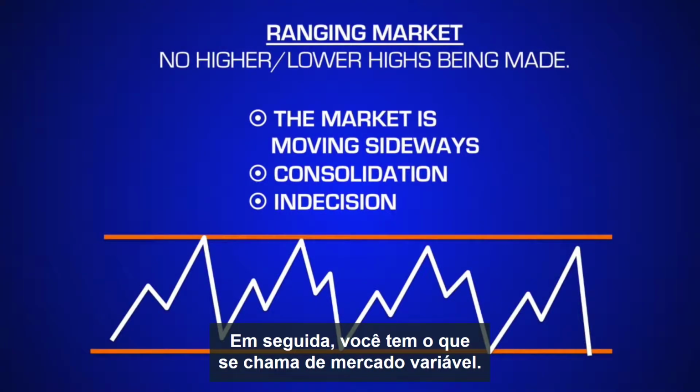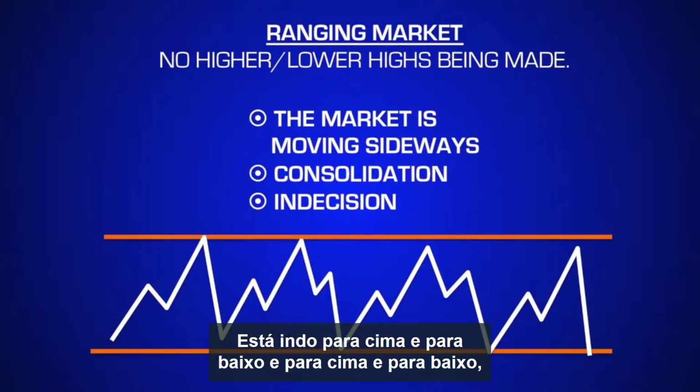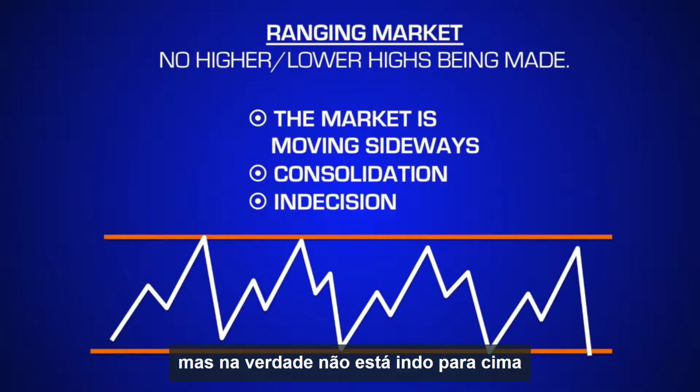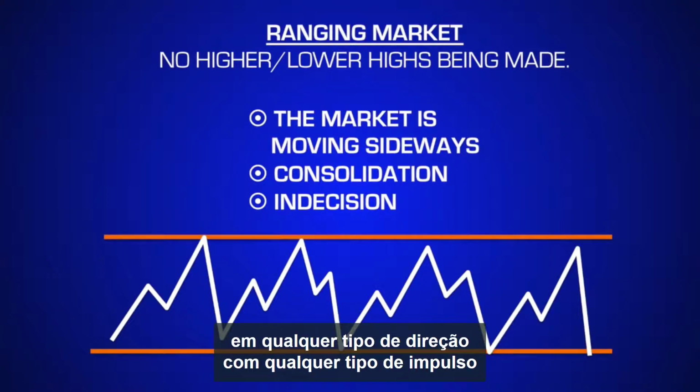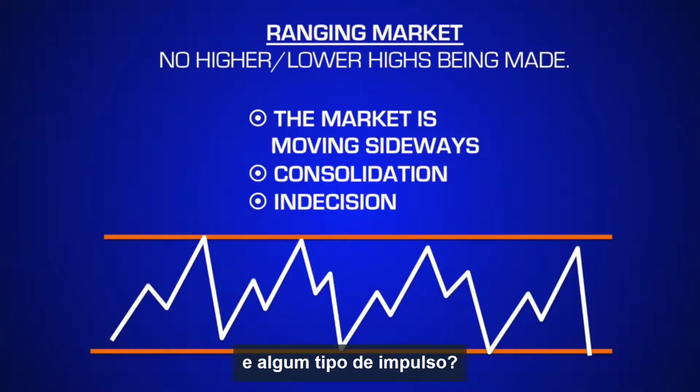Next, you have what is called a ranging market. This is not trending. So you see how the market is moving sideways? It's just going up and down, but it's not really going upward in any kind of direction with any kind of momentum, or downward with any kind of direction and any kind of momentum. There are other words for this. The market is moving sideways. It's called consolidation. It's also known as indecision.